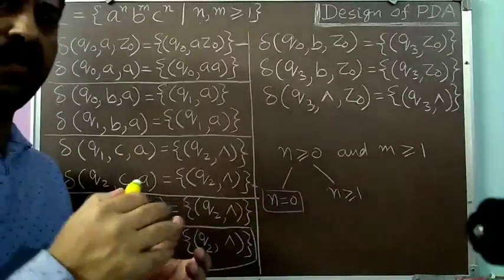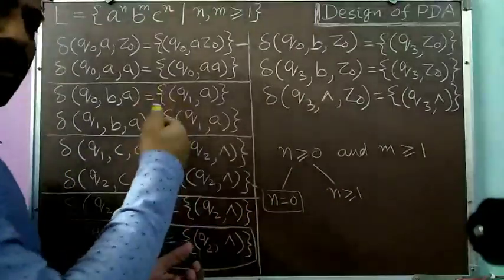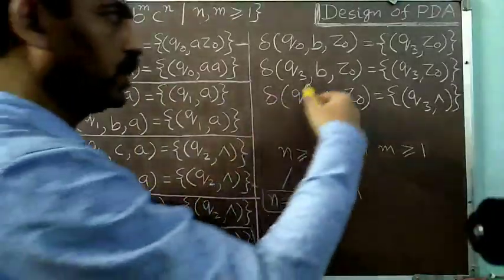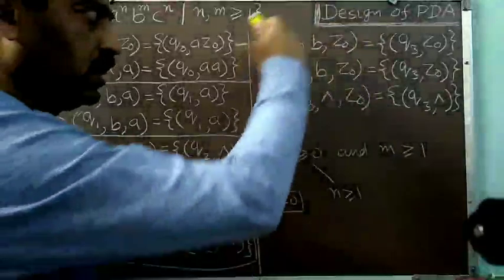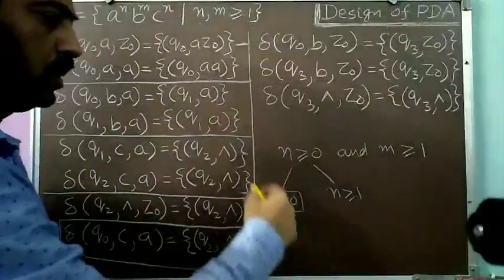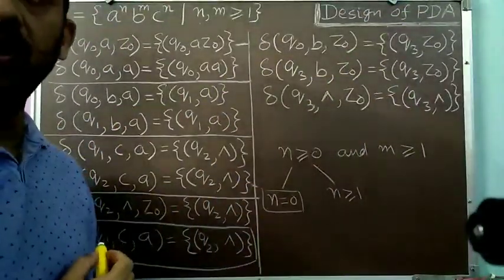But if you are not sure, whenever you are reusing a state, you may simply create a new state. It is always safer. So these three transitions will be added for this particular situation when n is equal to 0.